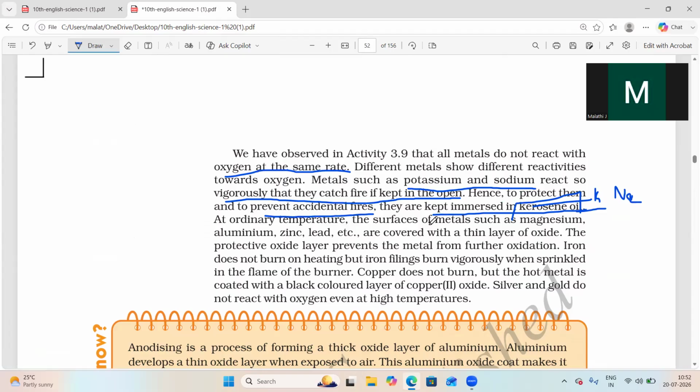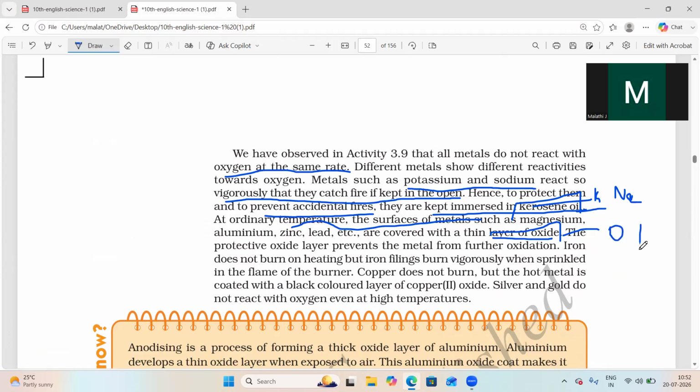To prevent these accidental fires, we have to store potassium and sodium immersed in kerosene. For ordinary temperatures, the surfaces of metals like magnesium, aluminum and zinc are converted into a layer of oxide. One more note: aluminum, magnesium, zinc and lead do not react easily with oxygen because of the protective layer present on them. When the layer is there, they do not react very quickly. This layer of oxide is called the oxide film.